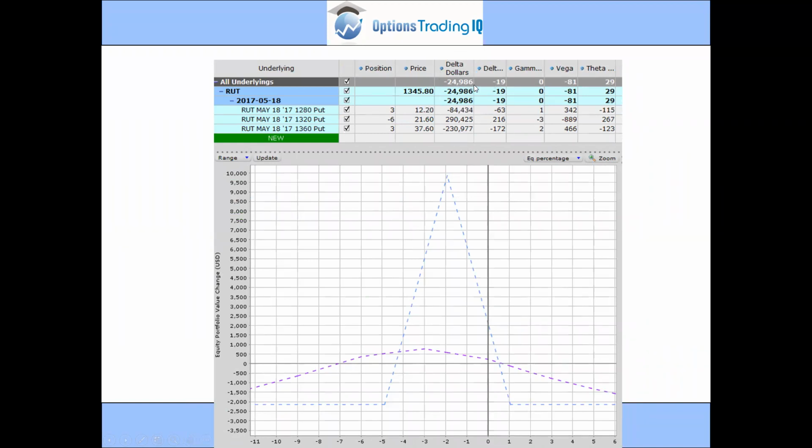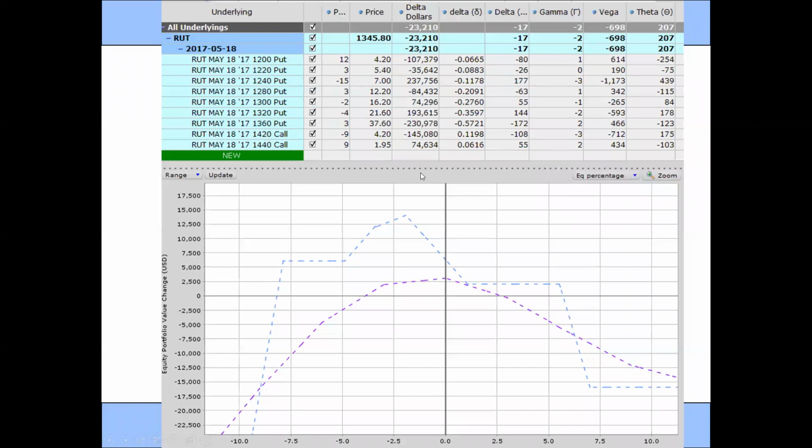Negative delta dollars, but it's okay for this position. So all our rules individually look okay. Then what we do is we combine everything into one. It might look a little confusing because we've got lots and lots of different strikes, but you need to get used to this. We've got 3 individual trades that we've put together, gives us a little graph like this.